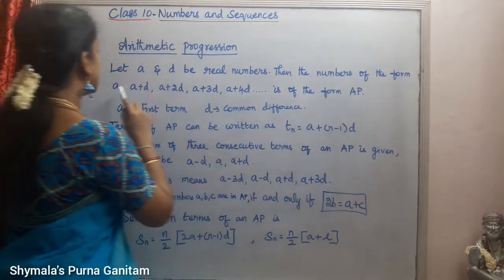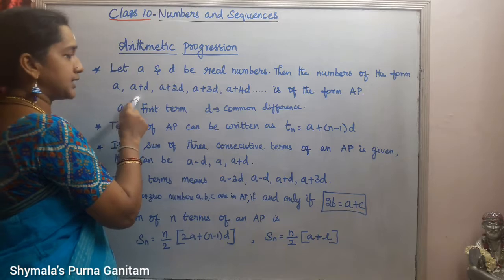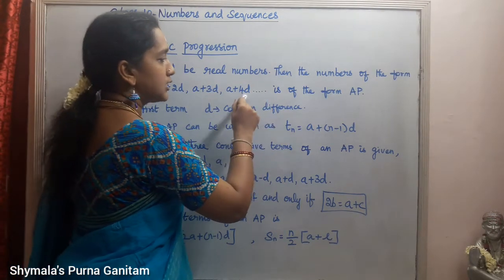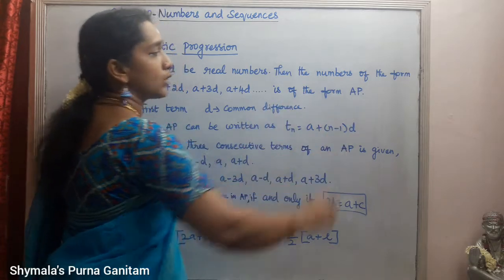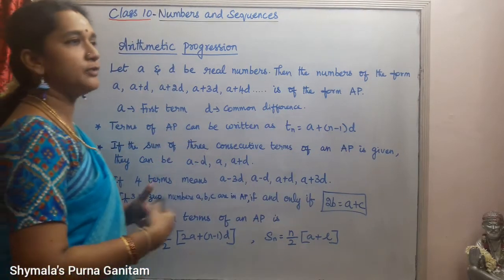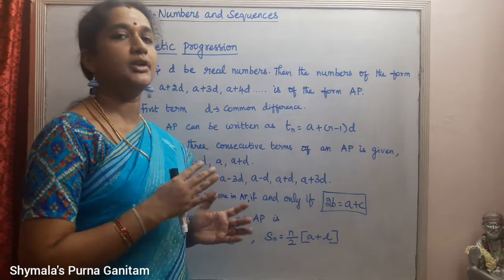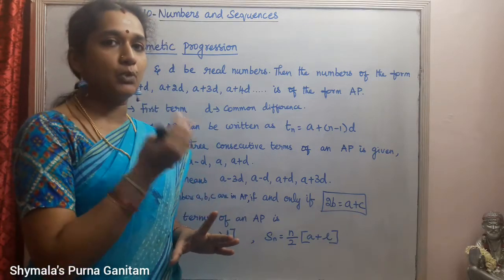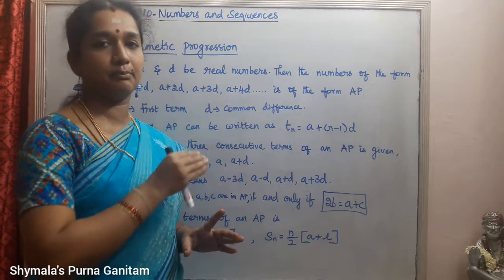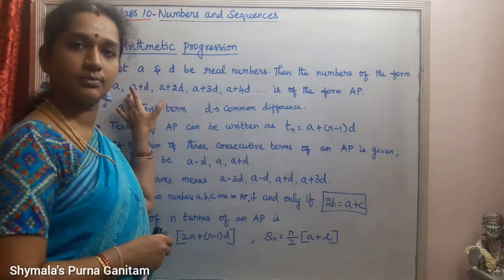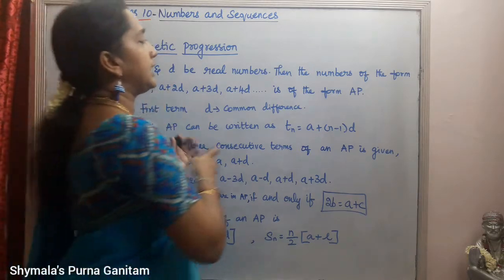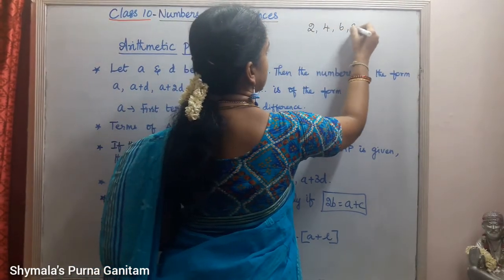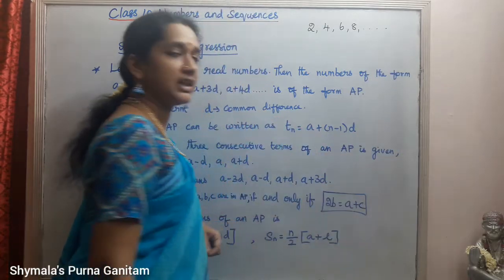Then the numbers of the form A plus D, A plus 2D, A plus 3D, A plus 4D, going on like this, is of the form AP. So if you take any numbers like 1, 2, 3, 4 or 2, 4, 6, 8, and you want to check whether the sequence is in AP, this is the condition.